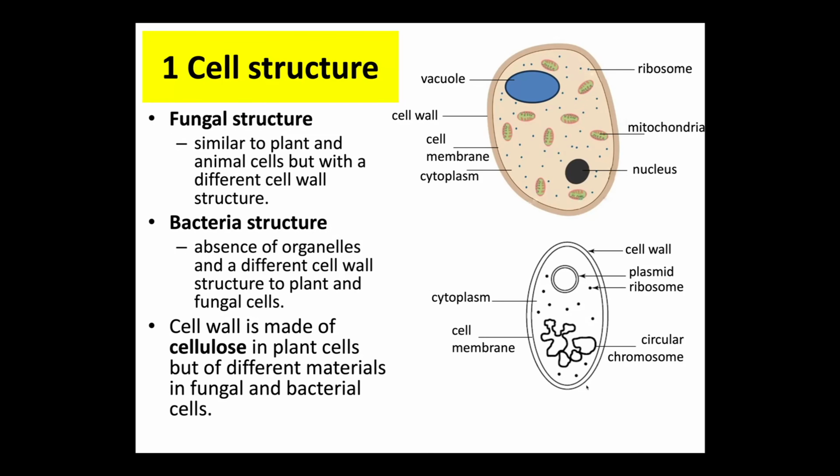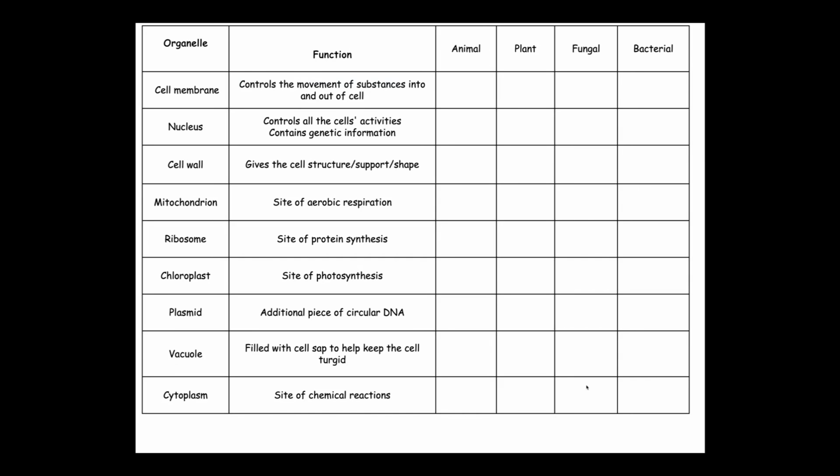Okay, and just to reiterate, the cell wall is made of cellulose in plant cells, but of a different material in fungal and bacterial cells. So let's do a little recap on the cell structures and which ones are present in which particular cells. Now, if you're watching this video, you can press pause at this stage and sit and work through this little table on your own at home and see how many of them you can get right. What I'll do is go through them row by row and give you the correct answers. So pause now if you're looking to do this at home.